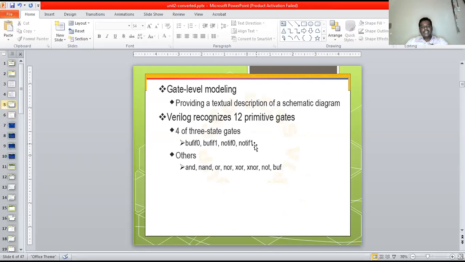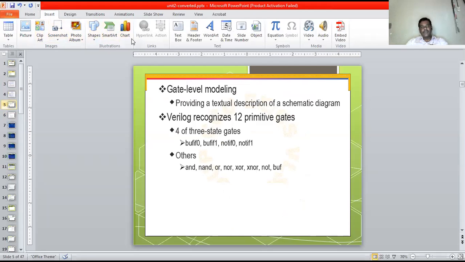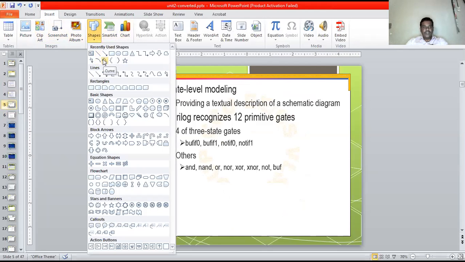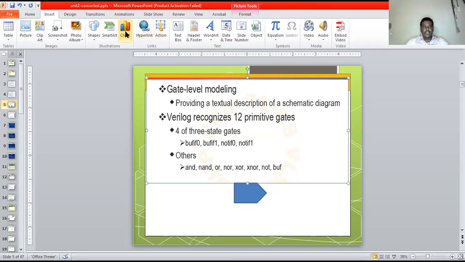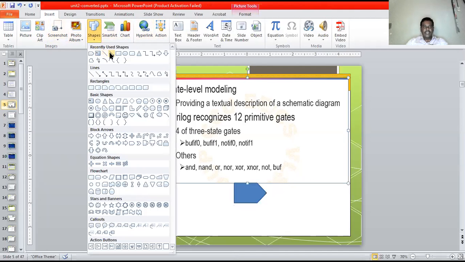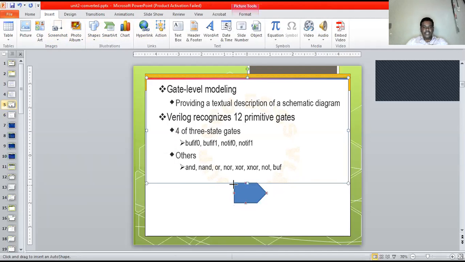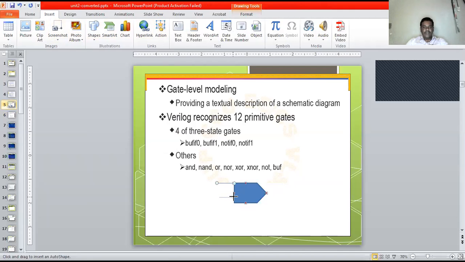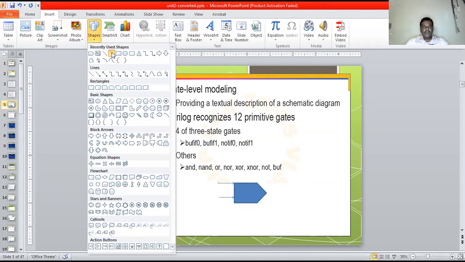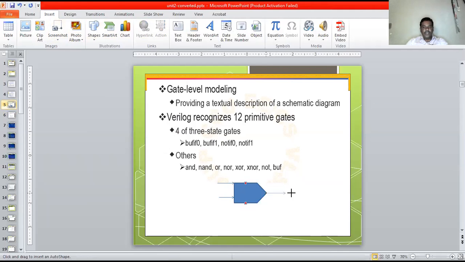What signals have to be modeled in the case of gate level modeling? For example, take an AND gate. Here I want to develop one AND gate, or one OR gate. Let us see that this is the shape of the OR gate here. What are the terminals here? This is one terminal, and this is another terminal of the gate here. And what are the outputs here? This is the output of this OR gate.